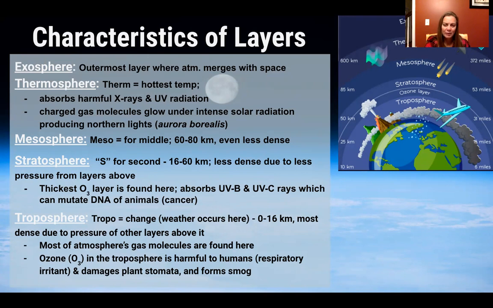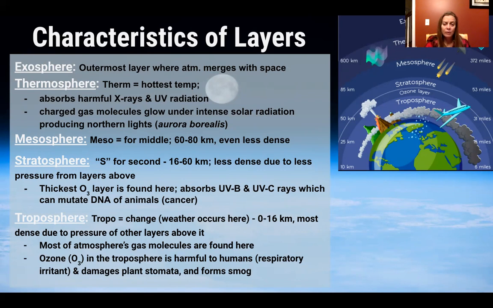The thermosphere is the hottest layer of the atmosphere because it is absorbing X-rays and UV radiation from space. So it's incredibly hot because it's absorbing all of that radiation, even though it has very, very few molecules. The mesosphere is very cold because it has very few molecules, but the thermosphere, because it's absorbing those X-rays and UV radiation, is very hot, hence its name thermo.